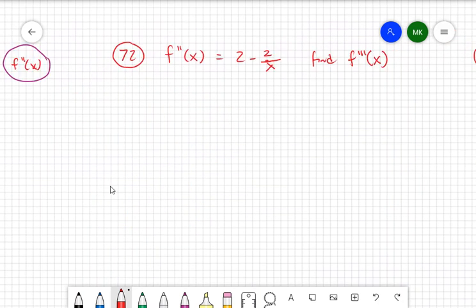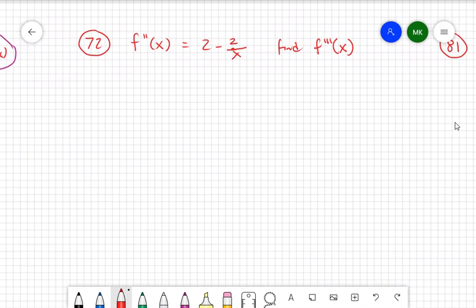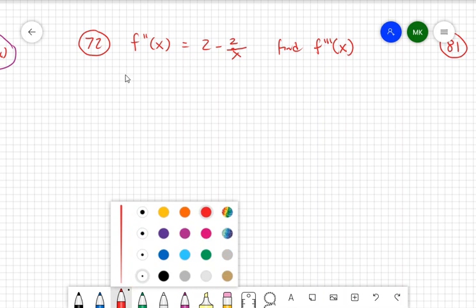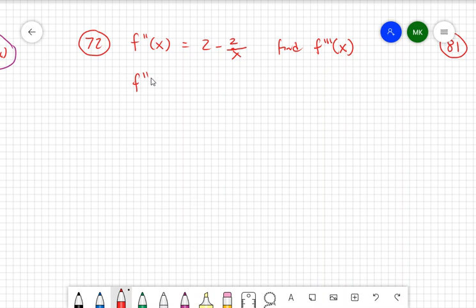All right, the second homework question was number 72. I'm going to rewrite this one before I even look at what I'm asked to do. We were given f double prime. I'm going to do the same thing with negative exponents I did in the last example. I'm going to write that 2 over x as 2x to the negative 1. Now, I'm going to look carefully at what I'm given, which is f double prime, and what I'm asked to find, which is f triple prime.